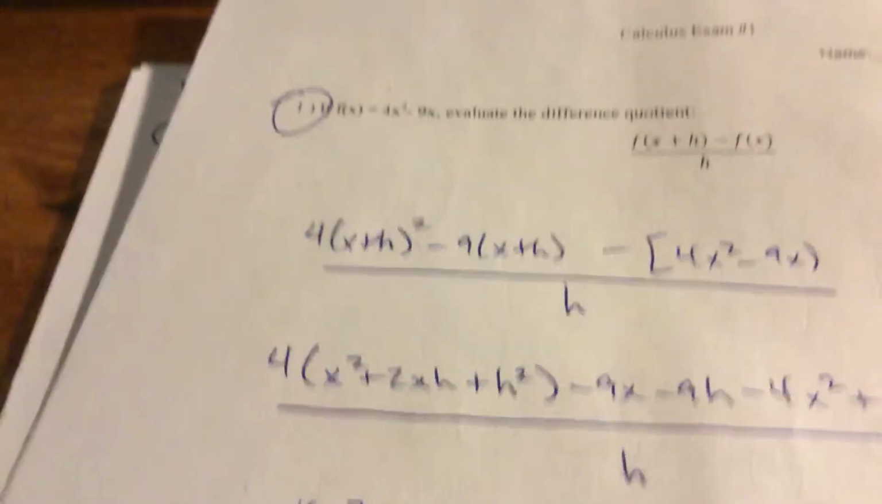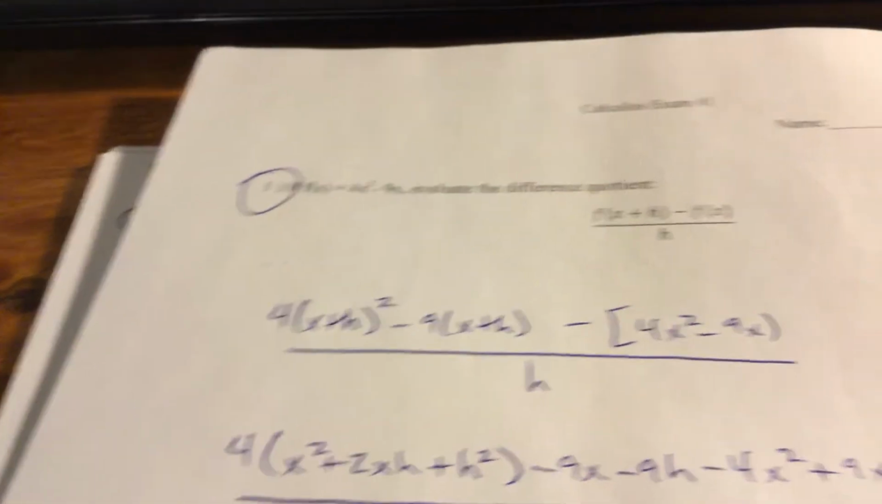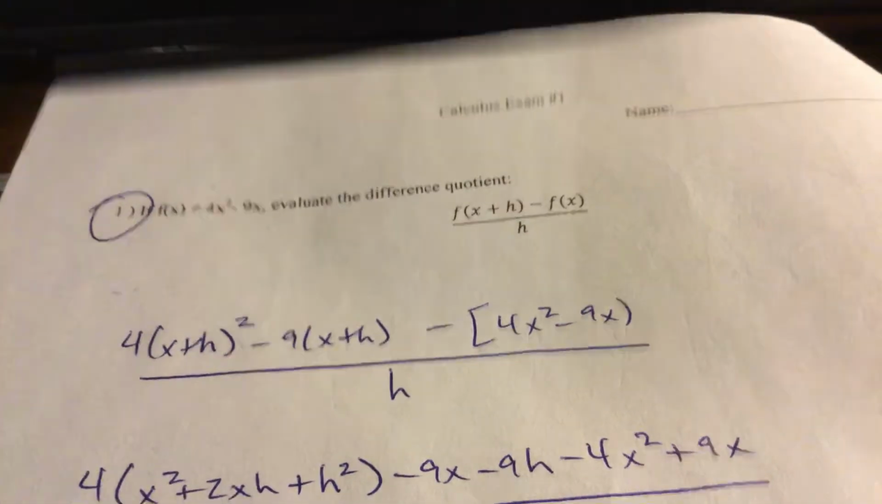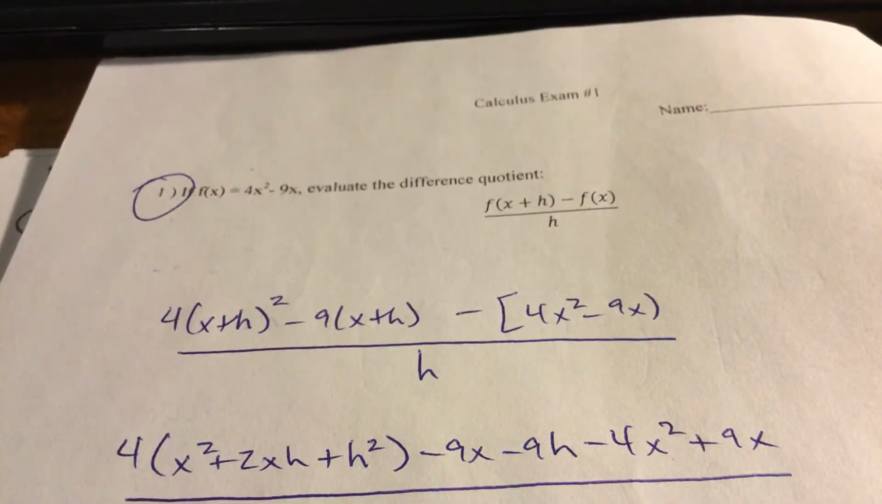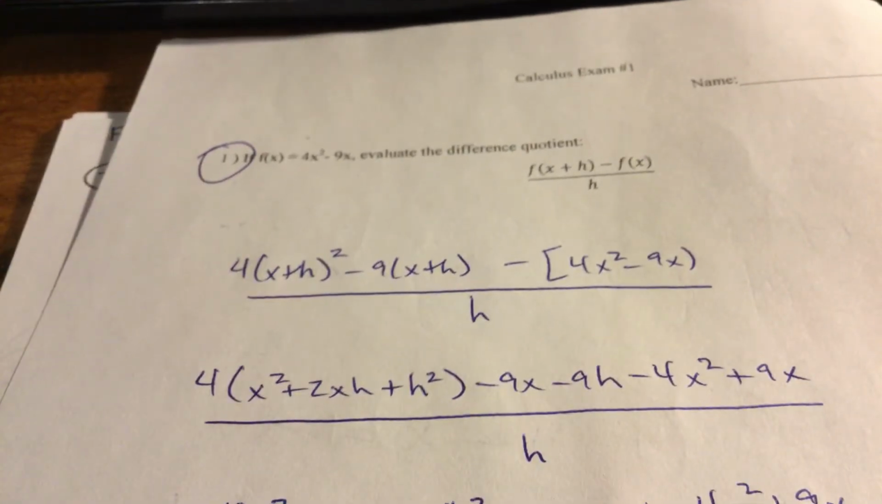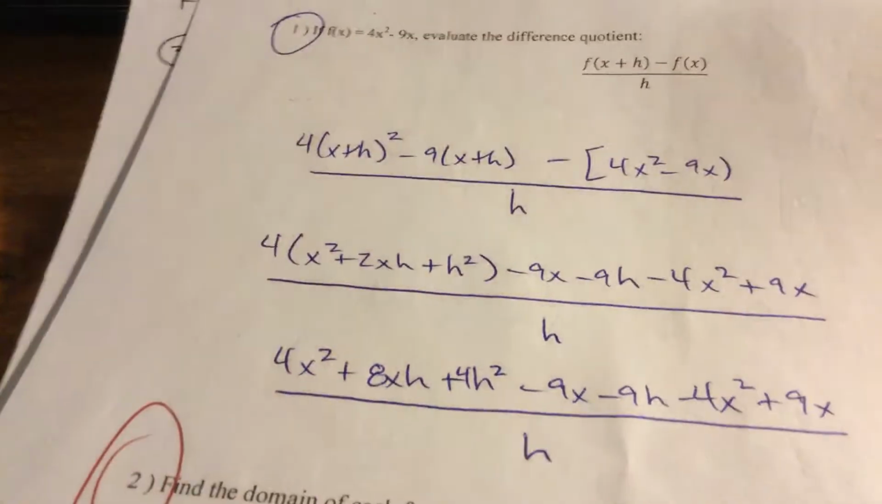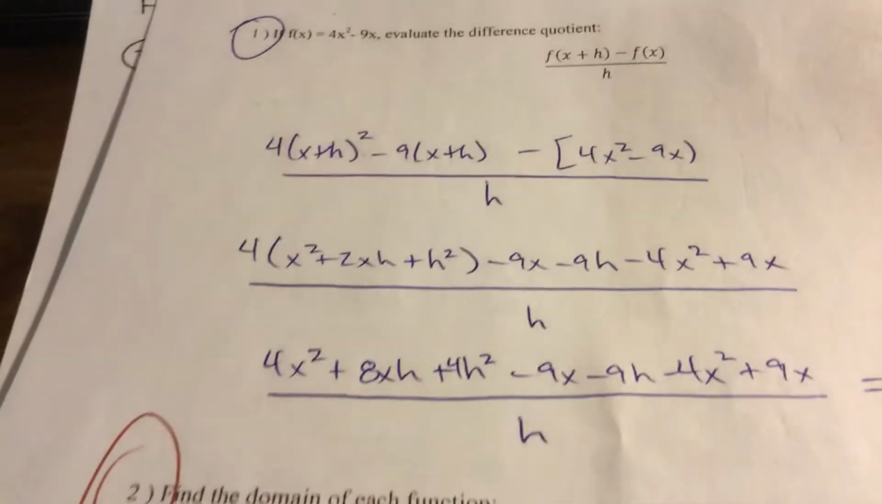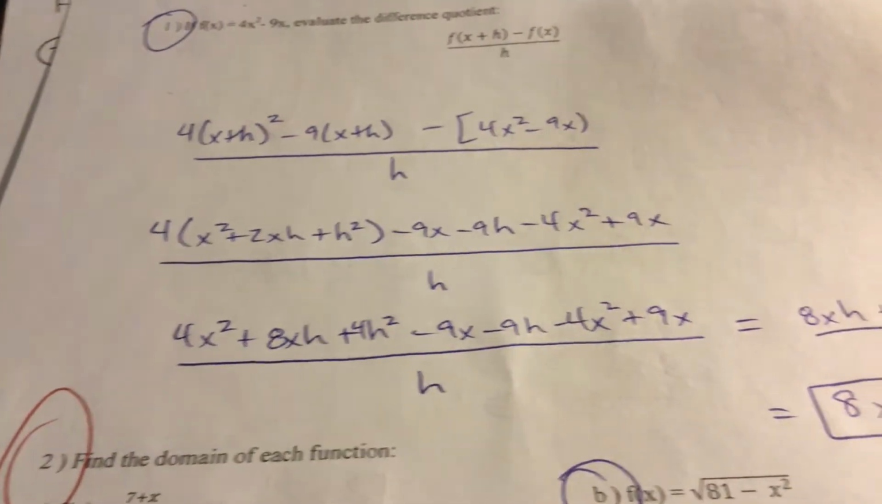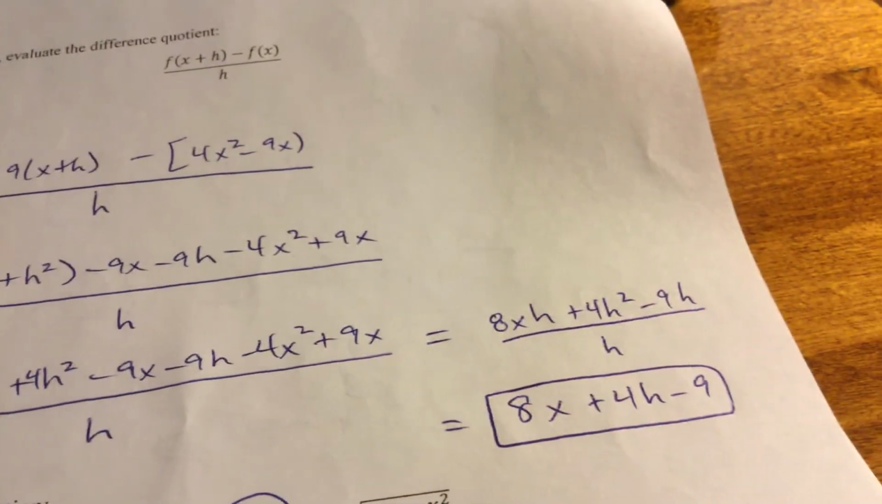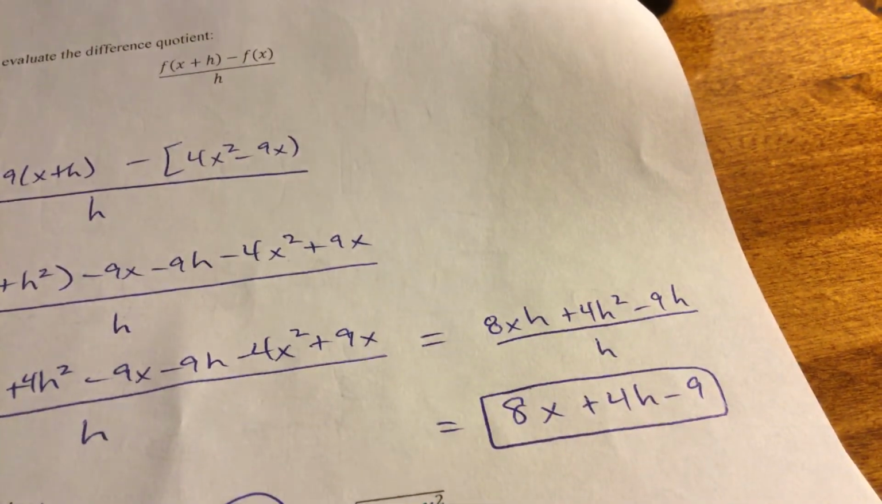Page 1 here, again, this is from your first test. Evaluate the difference quotient. I'm going to go through this quickly, but pause it. We should know how to do this math. Plug in x plus h, and for x minus f of x. Then simplify. And the derivative is 8x minus 9. We know that has to be involved.